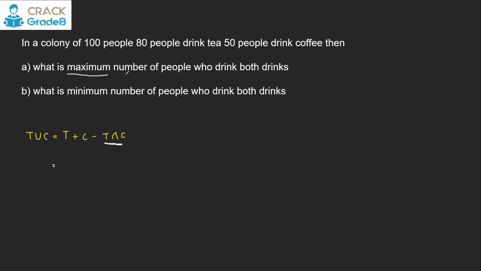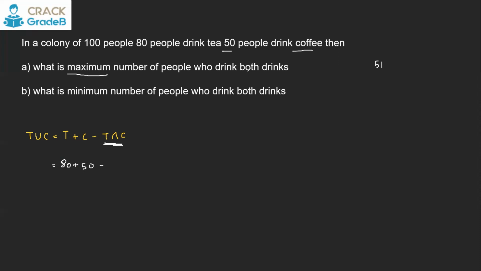So you know that tea drinkers are 80. Coffee drinkers are 50, and minus this area. So what is the maximum number that you can put here? That is what it is asking. So friends, you know that if only 50 people drink coffee, is it possible that 51 people are going to drink both drinks? Is it possible? No, it is not possible. Because if 50 people drink coffee, 51 people drinking both drinks is not possible. More than 50 people drinking both drinks is not possible.